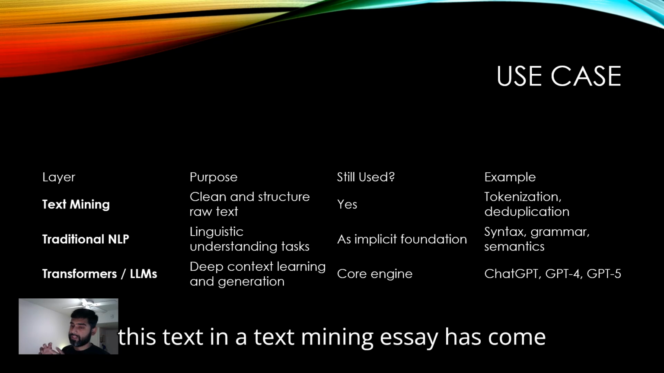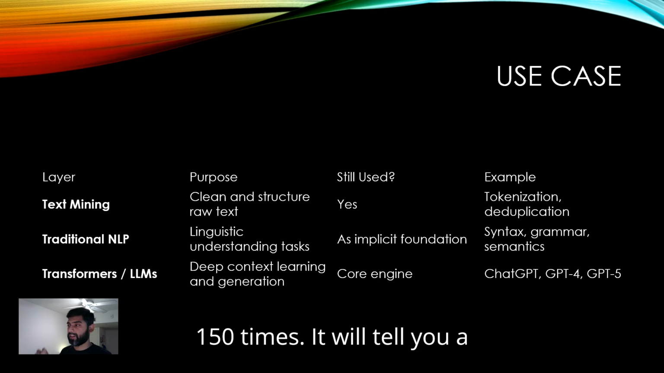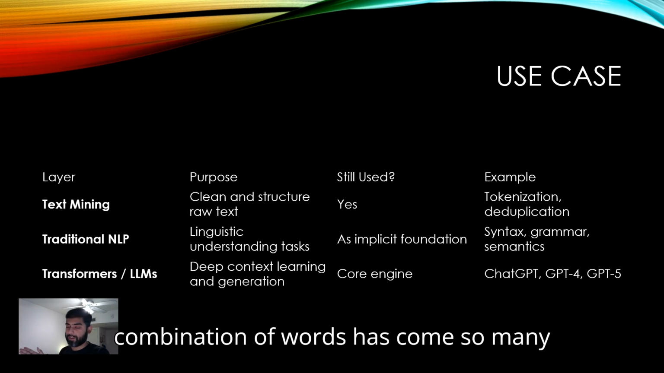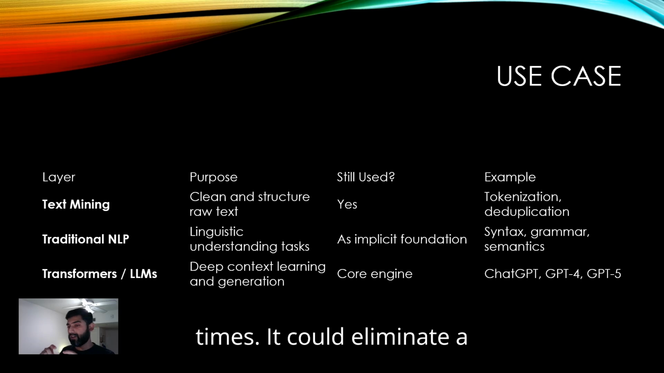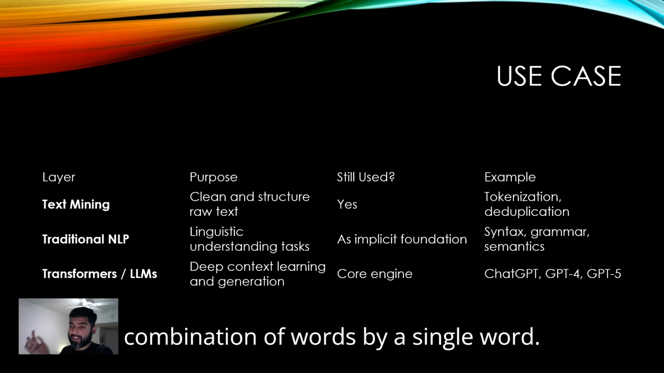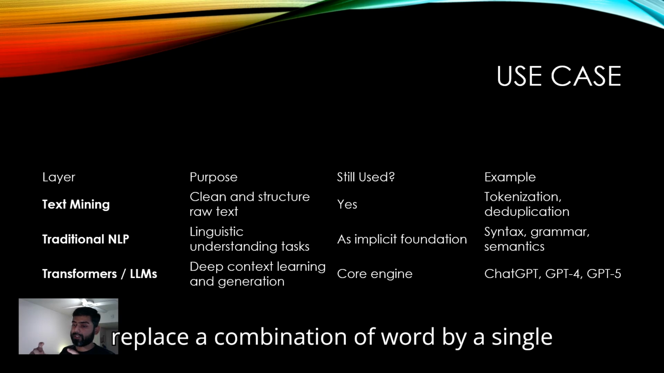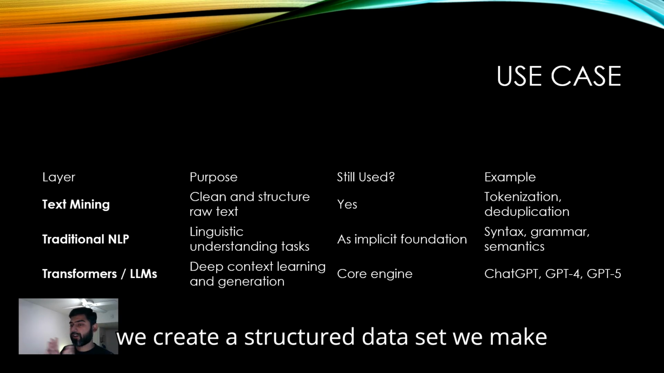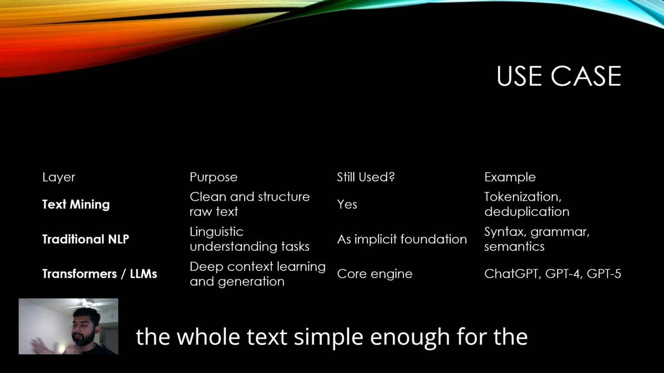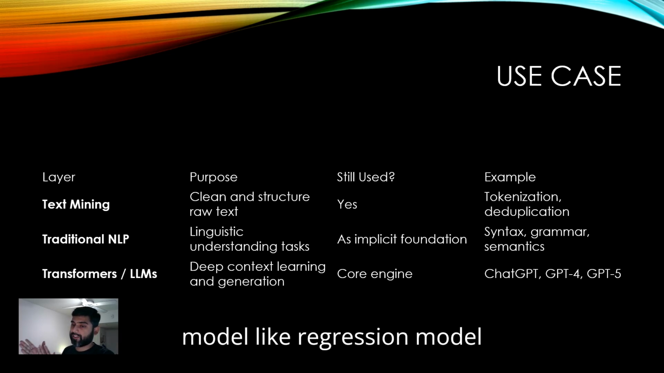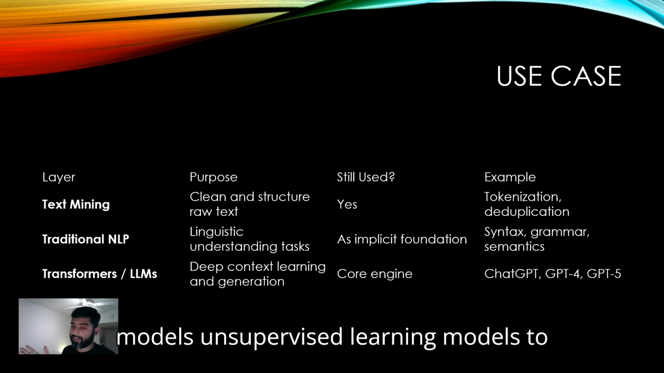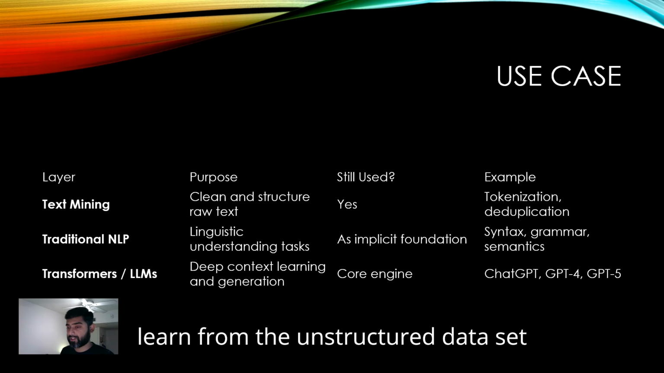So it will tell you this text in a text mining essay has come 150 times. It will tell you a combination of words has come so many times. It could eliminate a combination of words by a single word, replace a combination of words by a single word. That's again part of text mining. So we create a structured data set. We make the whole text simple enough for the model. It's like regression model, classification, or unsupervised learning models to learn from the unstructured data set.